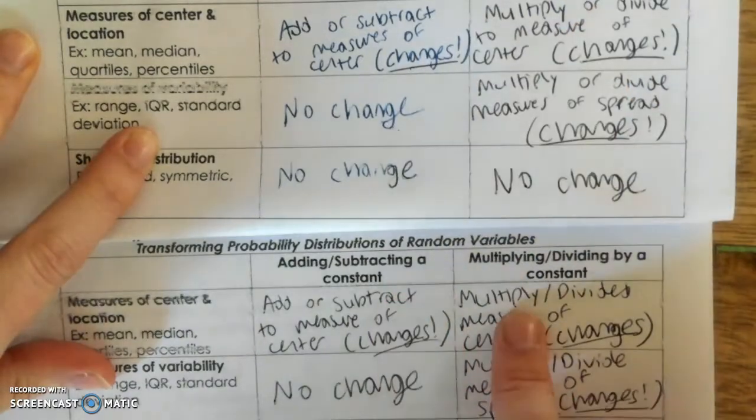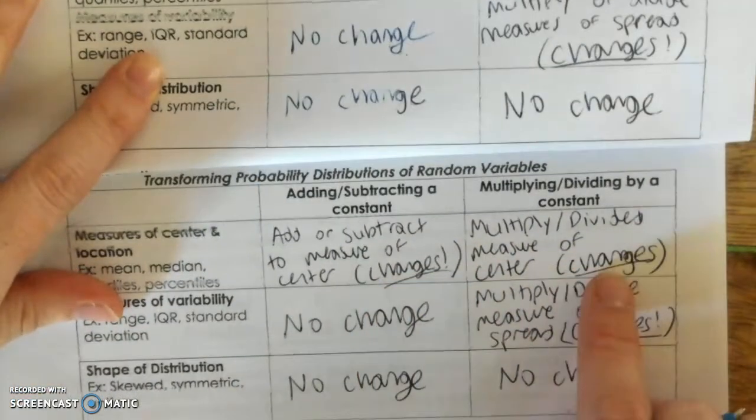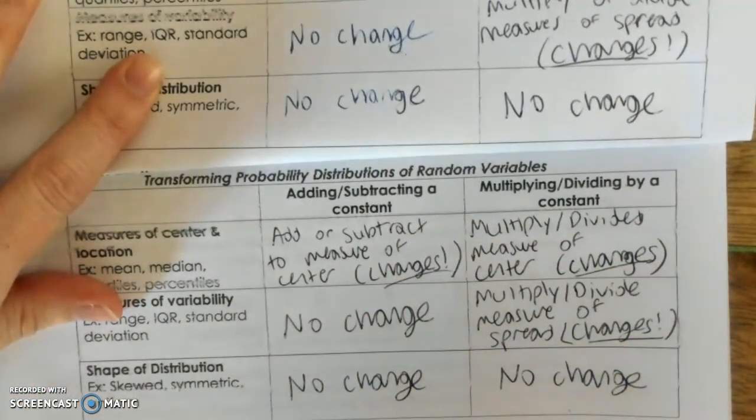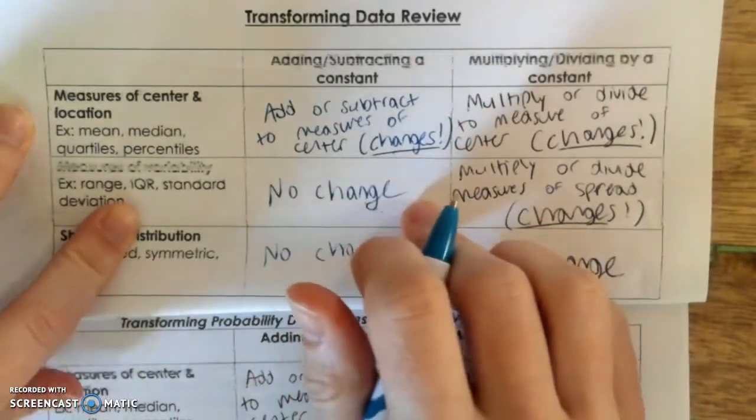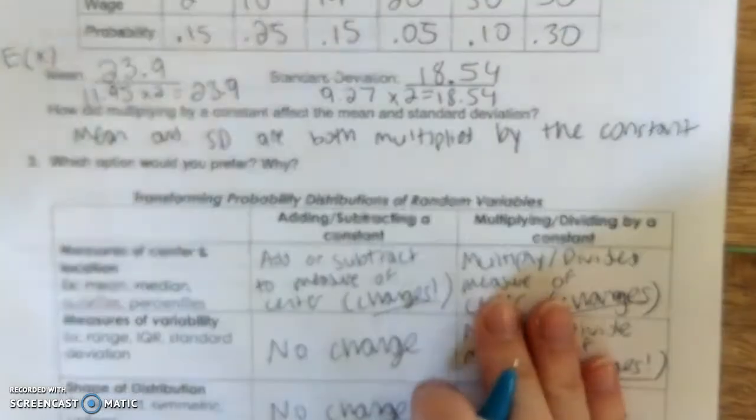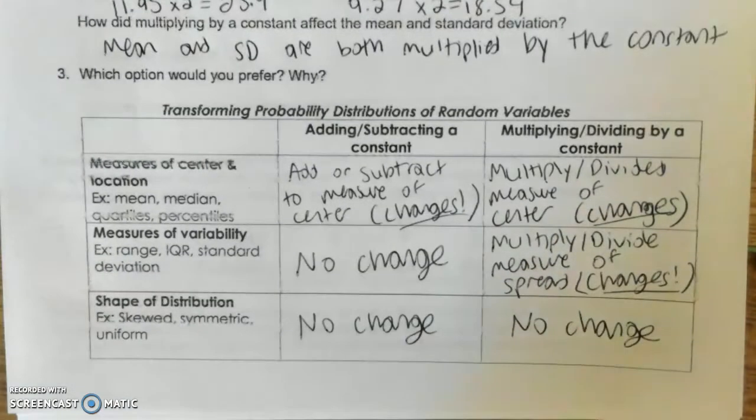Changes, changes, changes, changes. No change, change, no change, no change. They're exactly the same. So if you know how to transform data from Unit 1, then you know how to transform random variables in this unit. So it's nothing new here. You're doing exactly the same thing as we did in Unit 1.